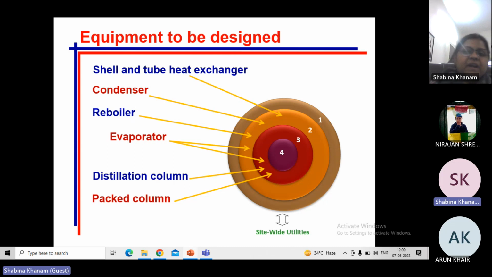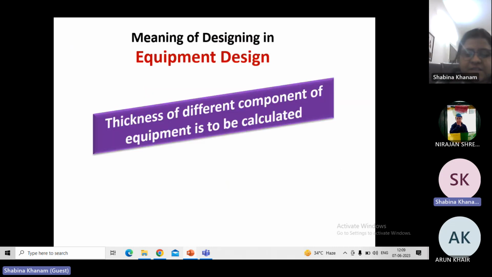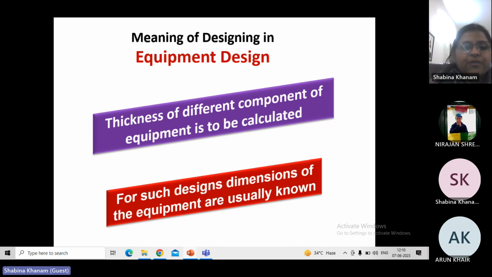So these are some of the equipment, and the meaning of designing, as we discussed in the last semester as well. The thickness of different components of the equipment is to be calculated, but here it is not to be calculated, that you already know. What we need to do for such designs, dimensions of equipment are usually known, so here we need to reverse. Reverse in the sense, like the thickness of different equipment, I believe you know already, not the value, but you know how to calculate that. However, in this course we need to fix the dimensions of the equipment.